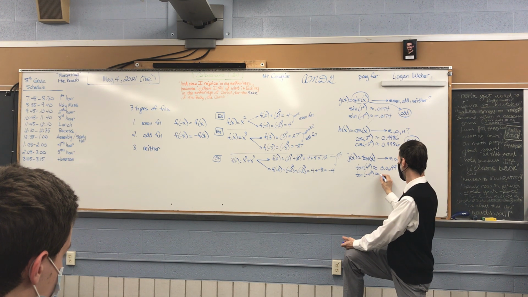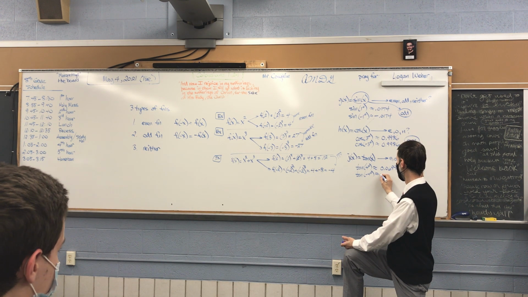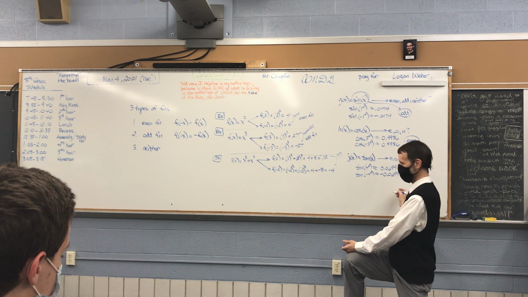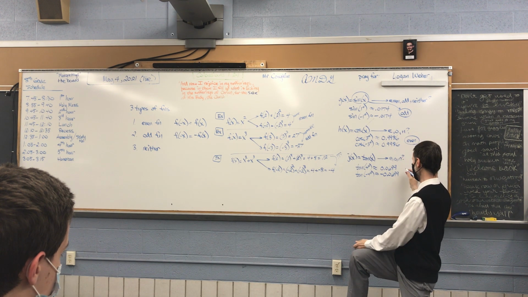0.0699. Or 90. Or negative. Negative 0.0699. Blah, blah, blah. What's your verdict? Odd, even, or neither?